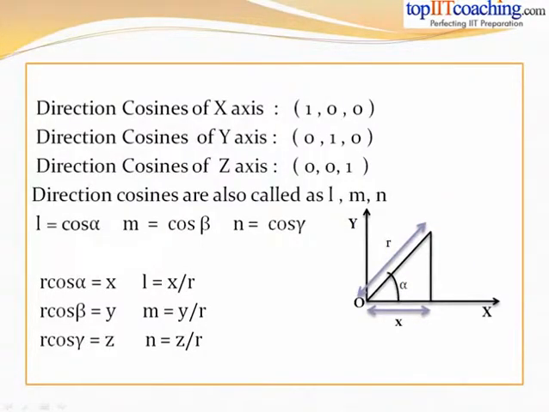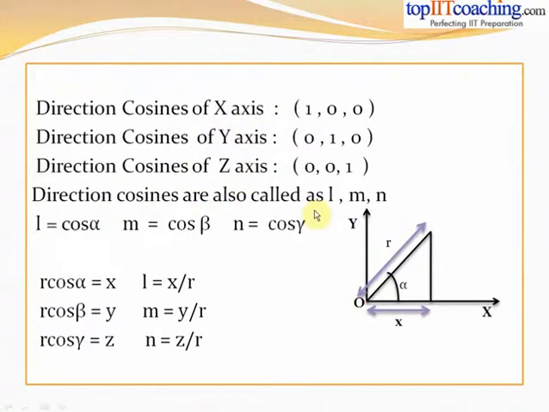Now, the direction cosines of the x-axis are 1, 0, 0. This is because the x-axis makes an angle of 0 degrees with the x-axis, so cos 0 degrees is equal to 1. Similarly, the x-axis makes an angle of 90 degrees with the y-axis, so cos 90 is equal to 0. And the x-axis makes an angle of 90 degrees with the z-axis, because these are mutually perpendicular axes, so cos 90 is again equal to 0. Similarly, the direction cosines of the y-axis are 0, 1, 0, and the direction cosines of the z-axis are 0, 0, 1. Thus, these are the direction cosines of the x-axis, y-axis and z-axis.